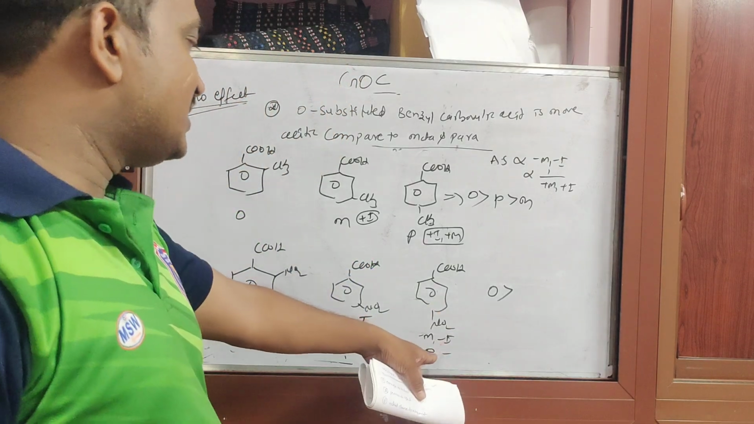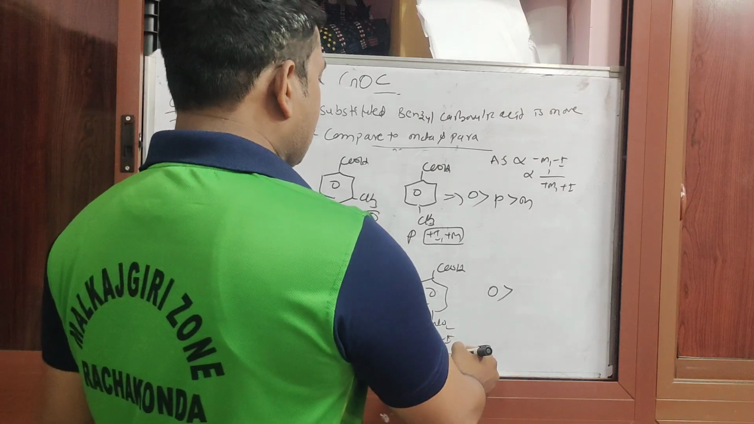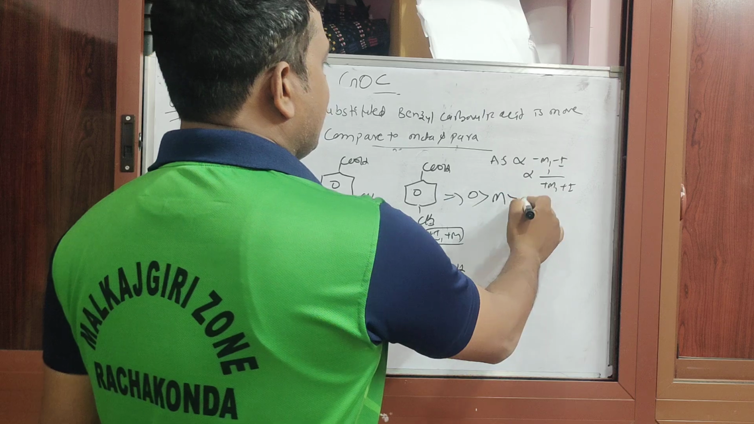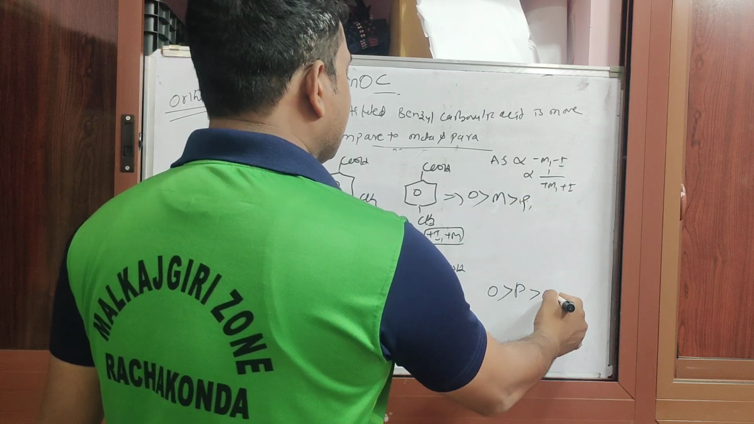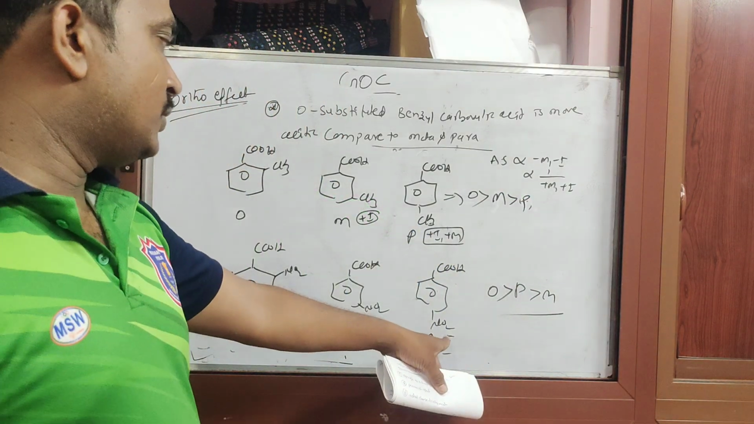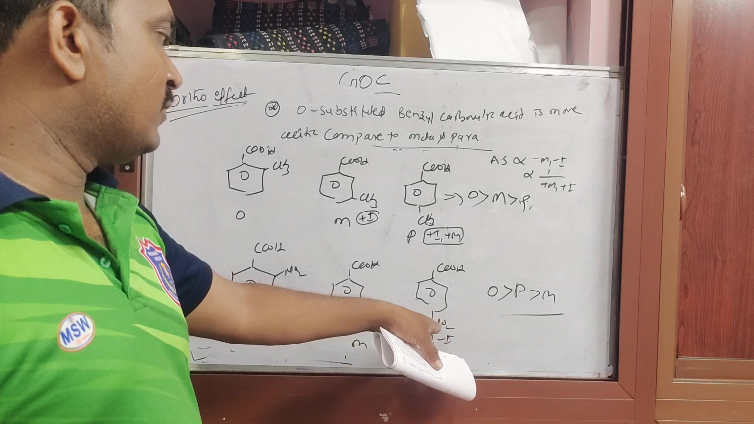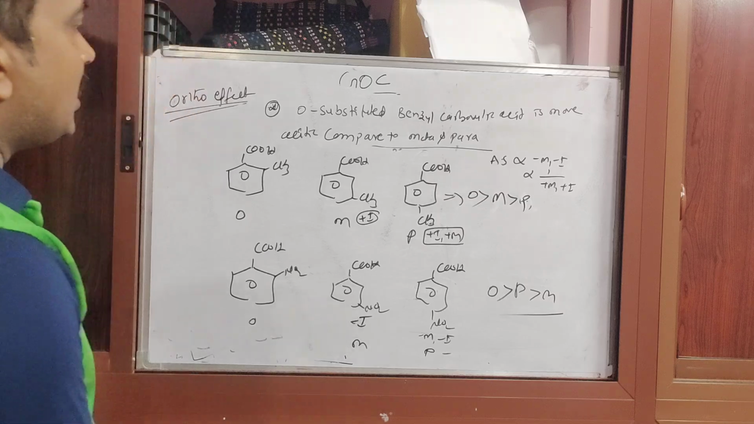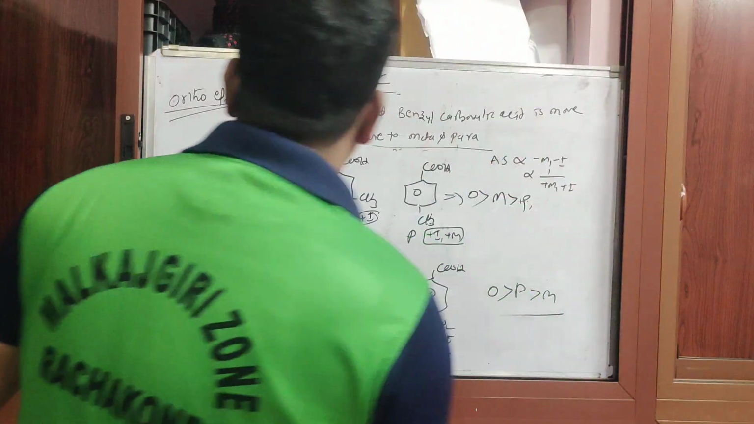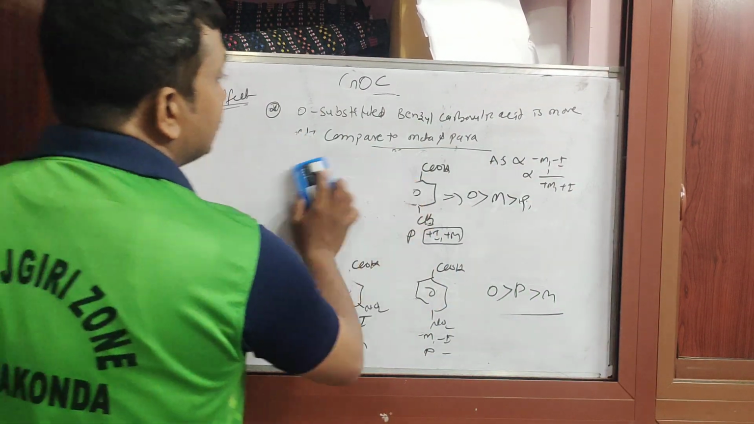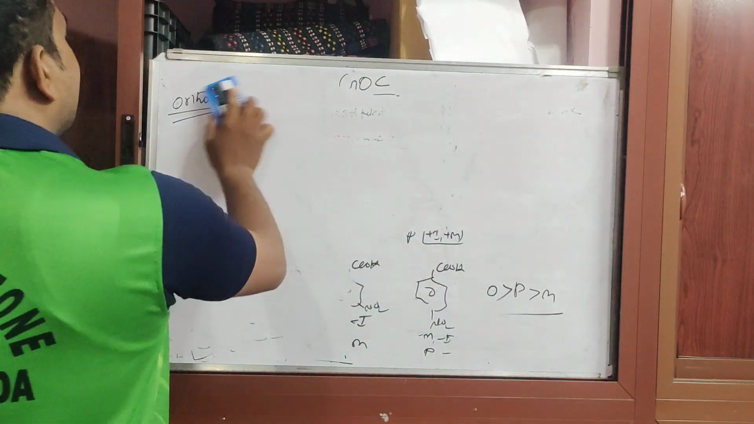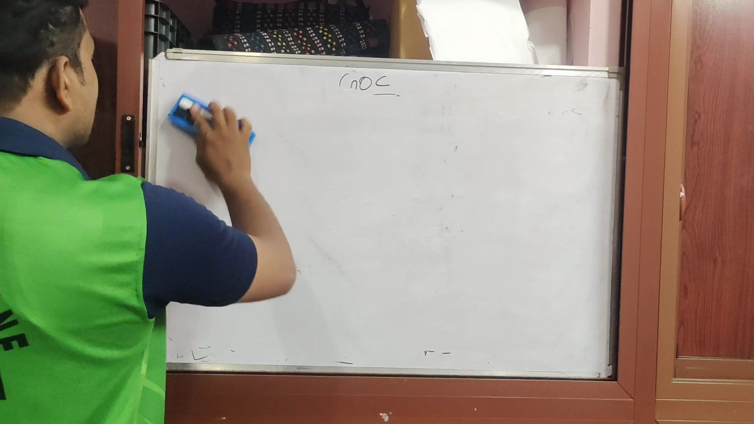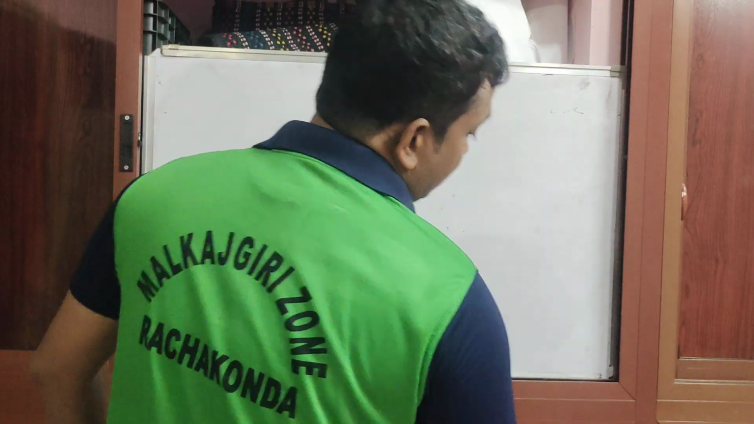It is directly proportional to minus I and minus M. That's why this has more minus M and minus I. The NO2 group acidic strength is directly proportional to minus M. That's why para is greater than meta. This is how to compare the acidic strength. This is the ortho effect of the carboxylic acids in case of mesomeric effect. That is one of the applications you have to see.